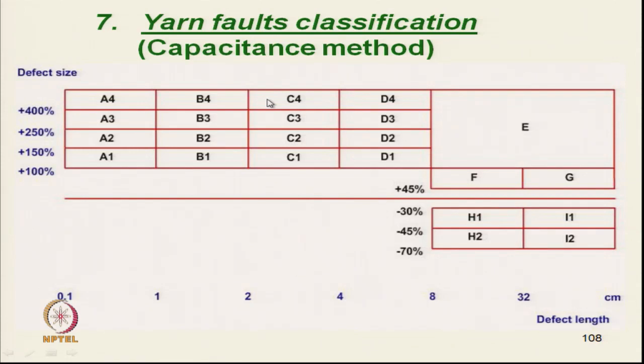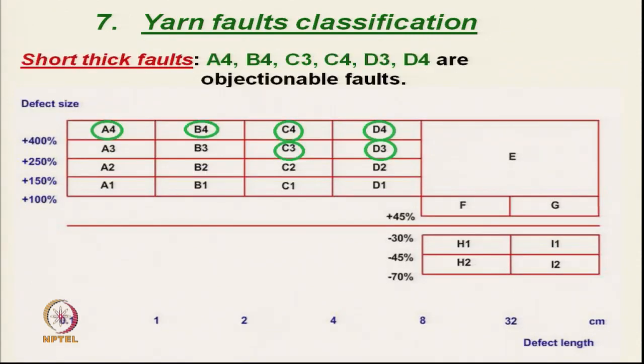So, objectionable faults are either very thick or very long faults. We can identify A4, B4, C3, C4, D3, D4 as objectionable faults, because these are either thick or longer faults. E is always objectionable. Okay.